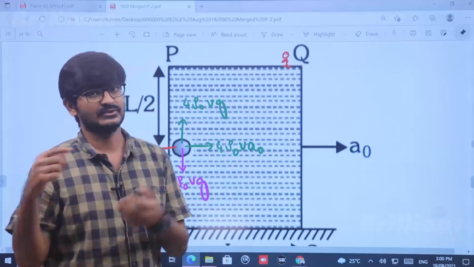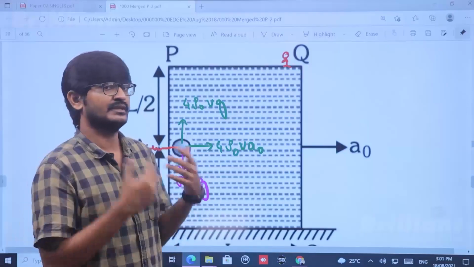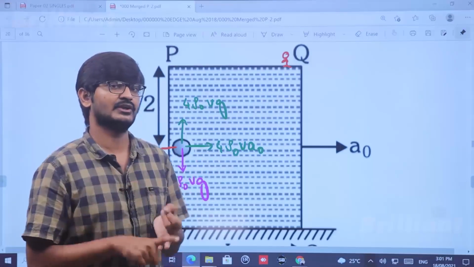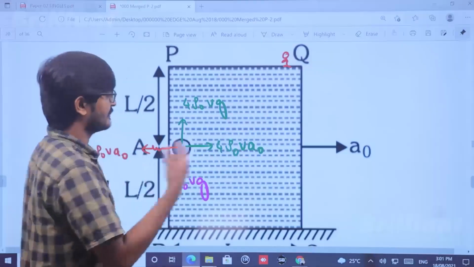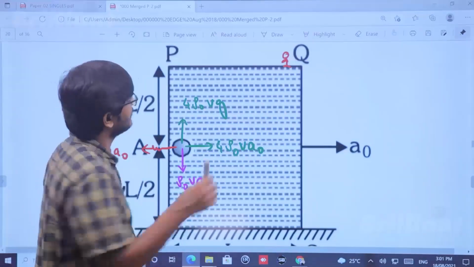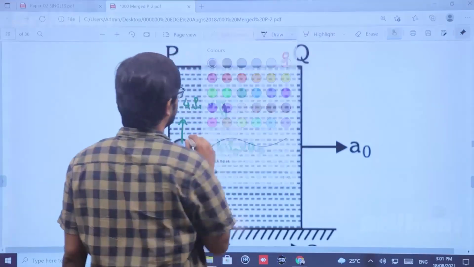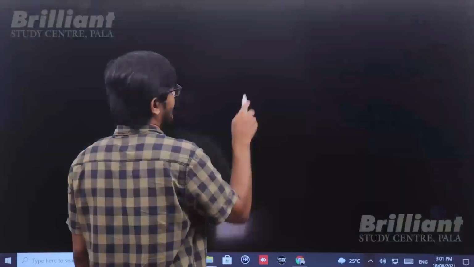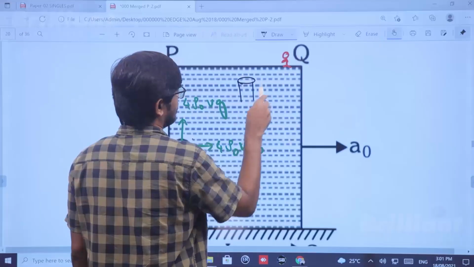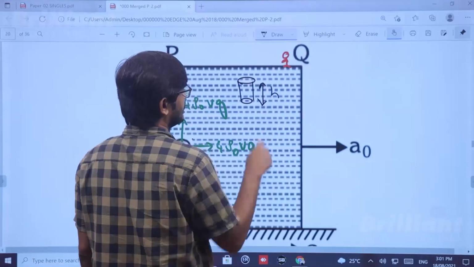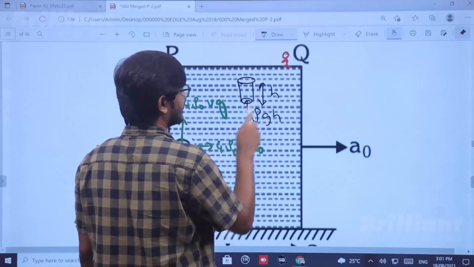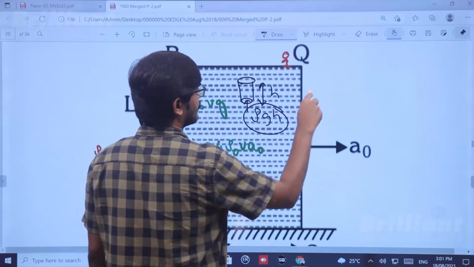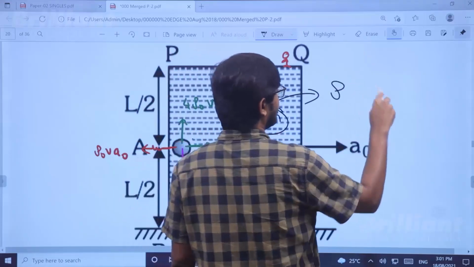If the pressure difference is of the form rho g h, then the buoyancy will be of the form density of the liquid into volume into g. Now when it is accelerating, what will be the pressure difference? If you take any small element of the liquid, if you take vertically, the extra pressure is coming out to be of rho g h form. If the extra pressure is of rho g h form, then the buoyancy will be of the form rho into V into g.